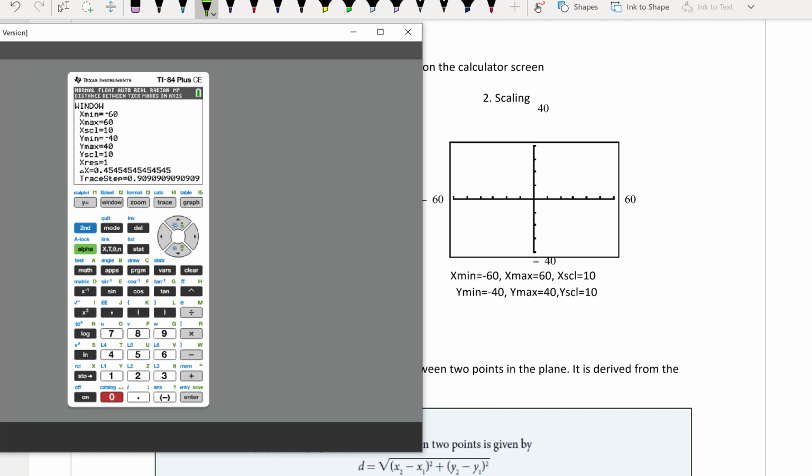So notice how your range is still the same. Your x min and x max is still at -60 and 60. And your minimum and maximum value for your y is still -40 and 40. The only difference is that the scaling is different. The scale is now that you're counting by tens. So when I press graph, I can see that the tick marks aren't so many, right? There should be only about 6 because you're counting by 10. So 10, 20, 30, 40, 50, 60. So that is just something that's helpful to make sure that you guys are comfortable using your graphing calculator.